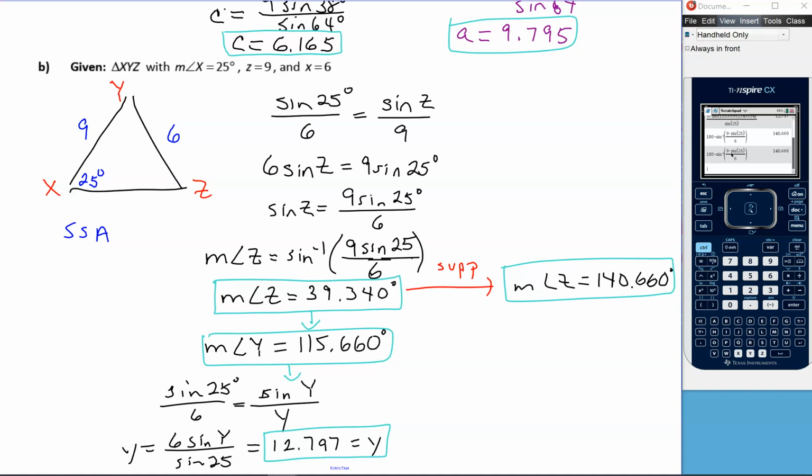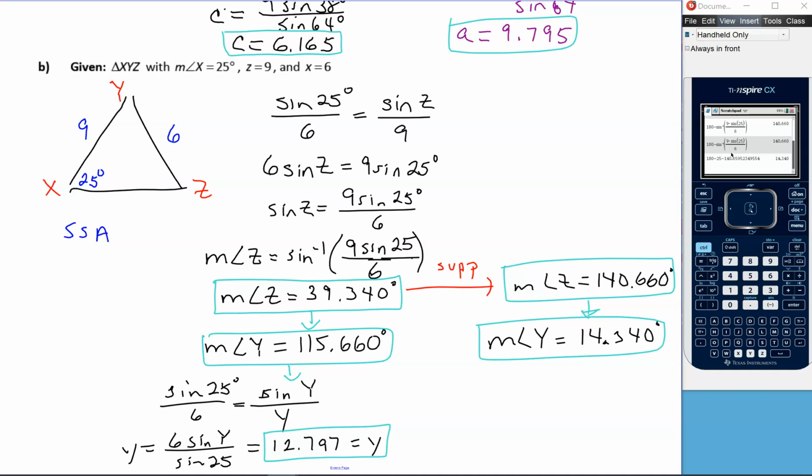Next, since we found the second angle of the triangle, angle Z, let's go ahead and find the third angle. To find the third angle, we'll take 180 minus 25, the angle that was given, minus angle Z, which we just found, the second solution, and I'm using the answer feature to do that, and that gives us a third angle, angle Y, of 14.340.